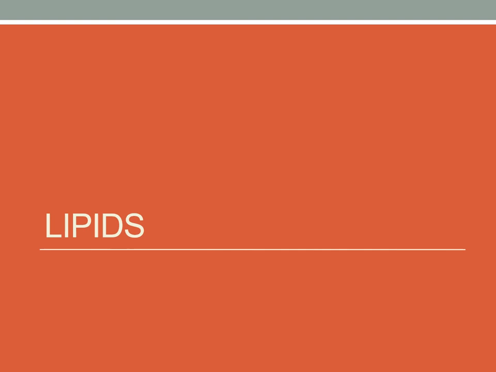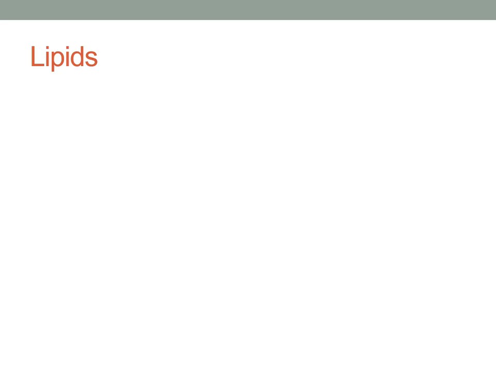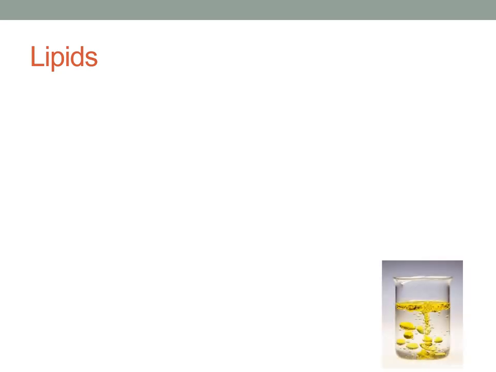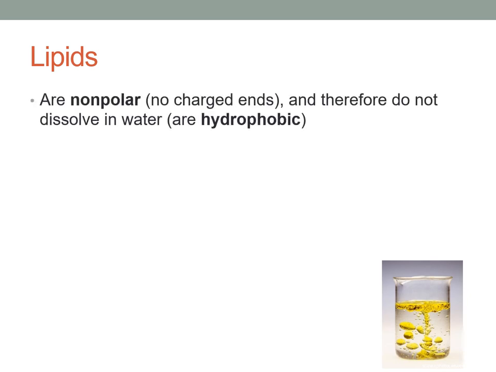So far we've just talked about the first category of organic molecules, carbohydrates. Now we're going to talk about the second one, lipids. Lipids are our fats and our oils. There are also some other types of lipids, but they all have a few things in common. They are all nonpolar, which means by default that they are hydrophobic. They do not dissolve well in water. So all lipids are hydrophobic, all lipids are nonpolar.